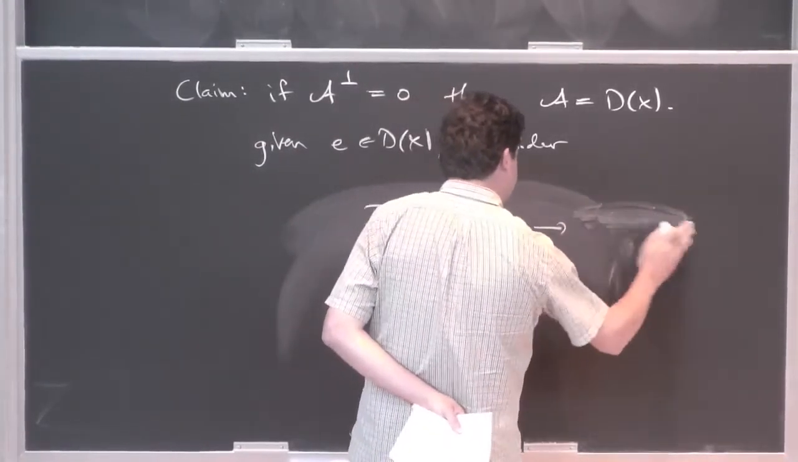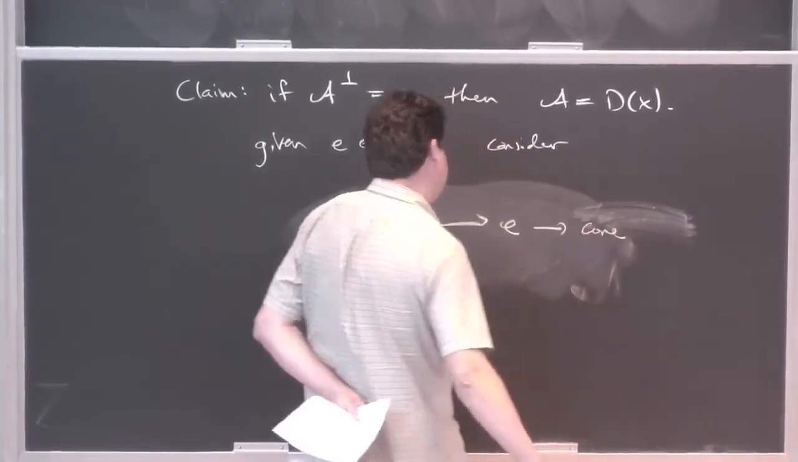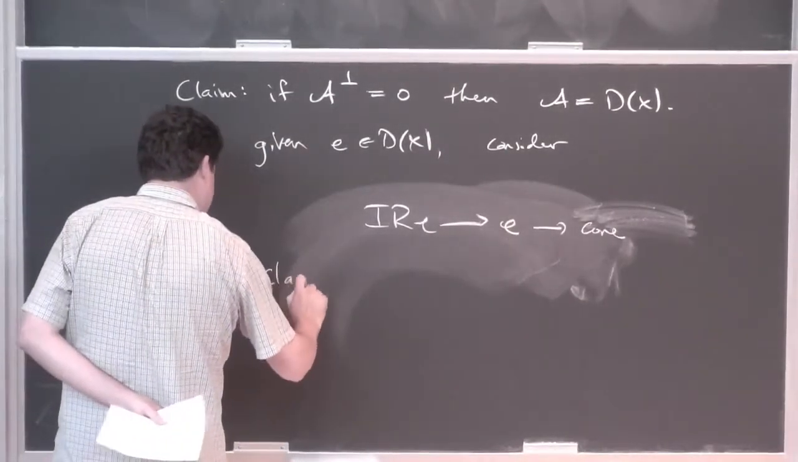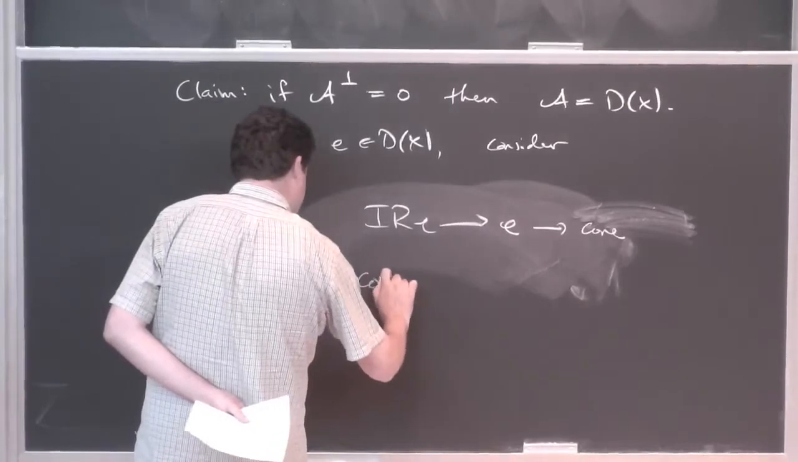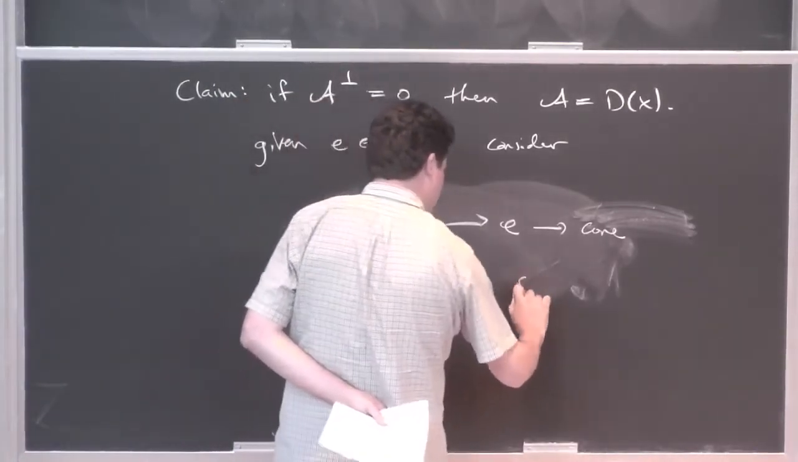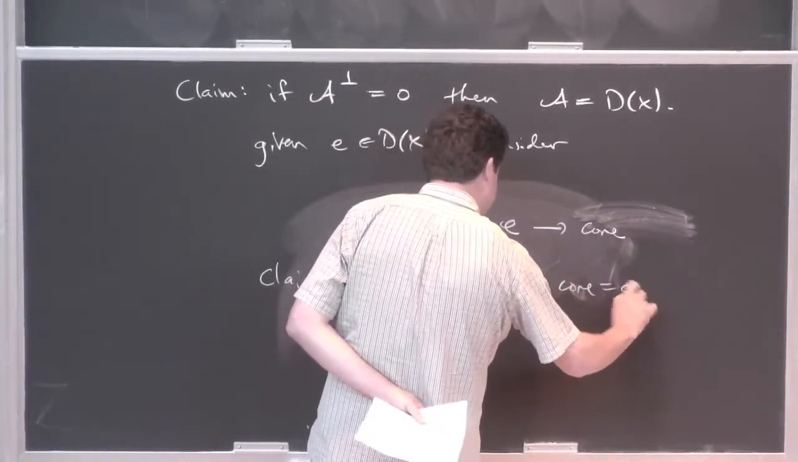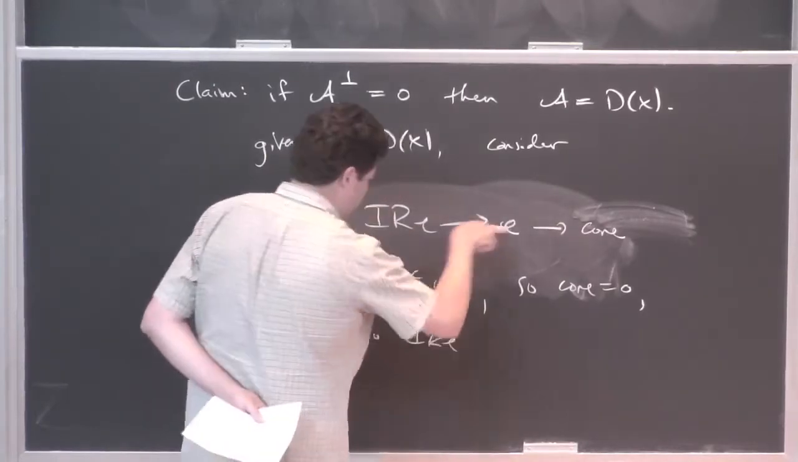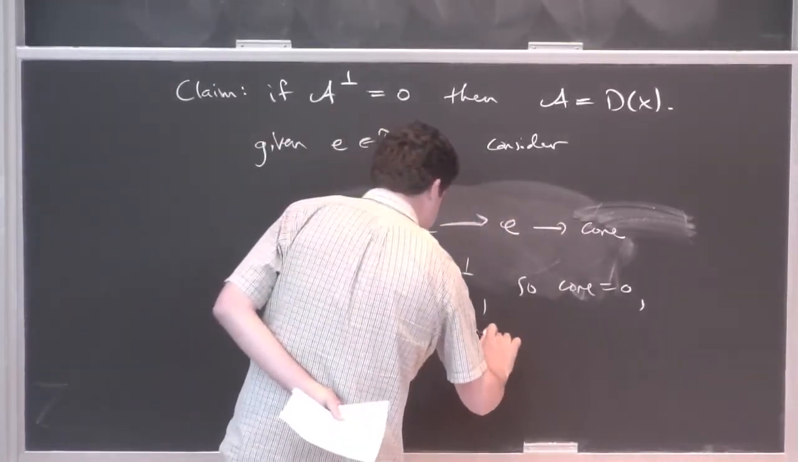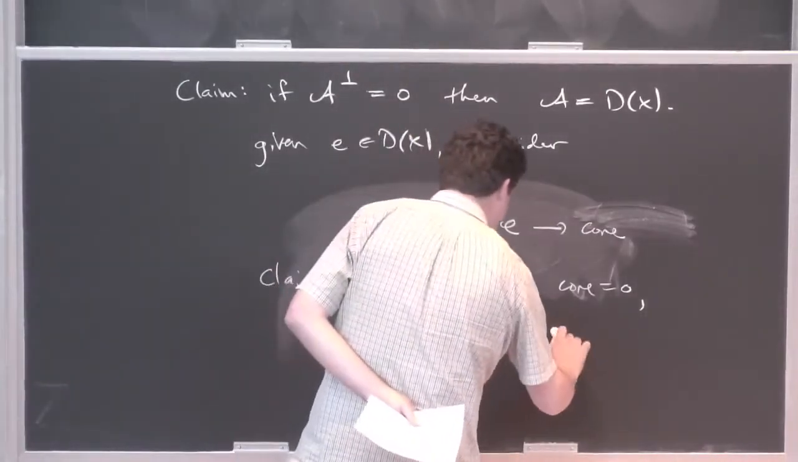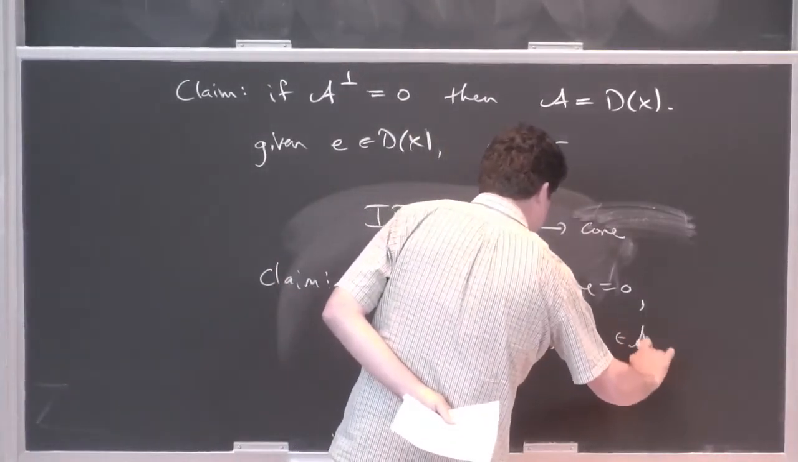And let's take the cone. And so I claim that the cone is in A perp. So the cone is 0. So this is a quasi-isomorphism. So IRE is E. So E is in A.